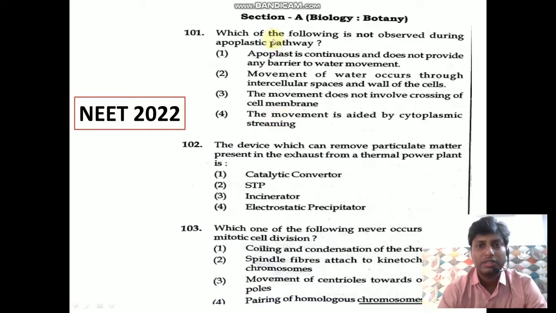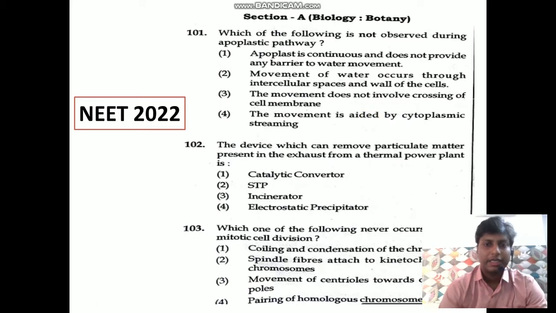The question says that which of the following is not observed during apoplast. So yes, apoplast is continuous and does not provide any barrier to water movement, so the first option is right. The second option is also right, which says that it occurs through intercellular spaces. The third option is also right, which says that it does not involve crossing of cell membrane. But the fourth option, which says that it is aided by cytoplasmic streaming, is not the right option. This is an incorrect option, because cytoplasmic streaming occurs in case of the symplast pathway.